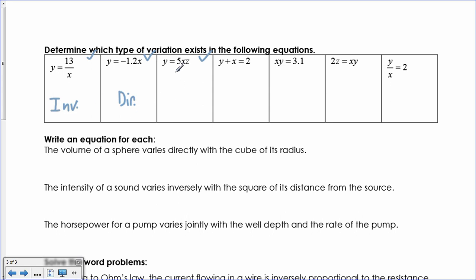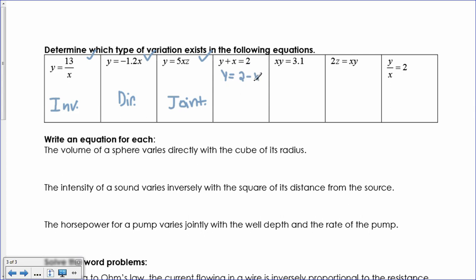This one is multiplication again, but this time I have two variables on this side. Two variables being related to one, that is a joint variation. Okay, so we have one of each there. Now the rest of these are not so straightforward because they're not set up correctly quite yet. So this one I can't have two variables over here. I need to have one is equal to everything else. So I'm going to go ahead and solve for y. You could solve for x if you wanted to, but I'm going to solve for y.